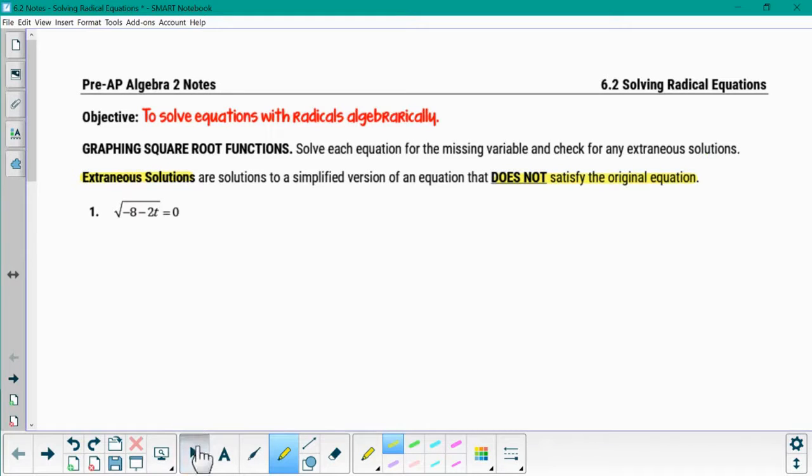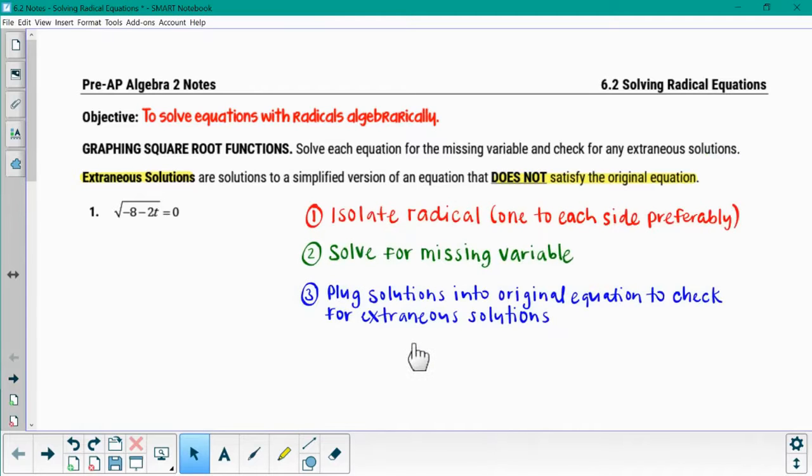So, some steps for solving radical equations. The first thing you want to do is isolate the radical. Now, if you only have one radical, that's ideal. One radical isolated on one side by itself. However, sometimes you will have two, and generally, my recommendation is to isolate one radical to each side of the equation. It's going to make your life so much easier.